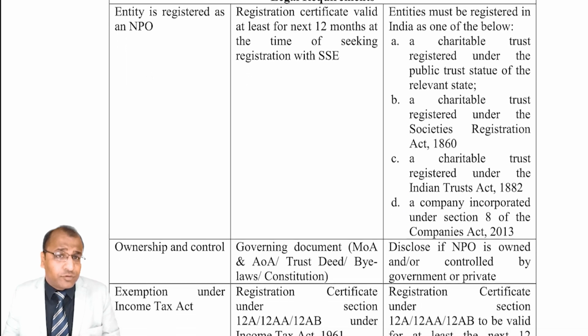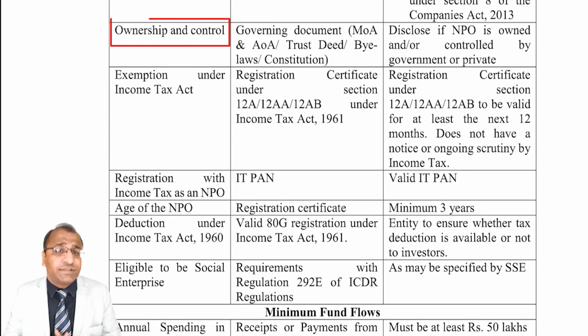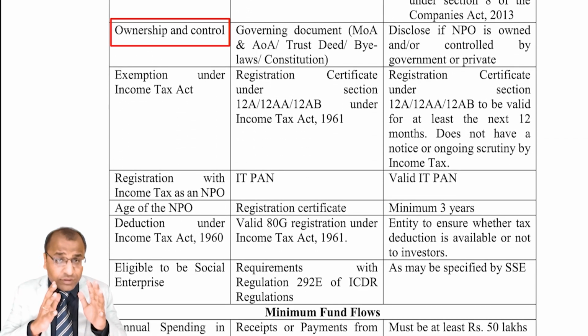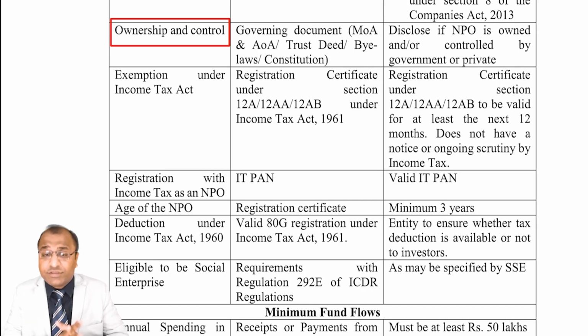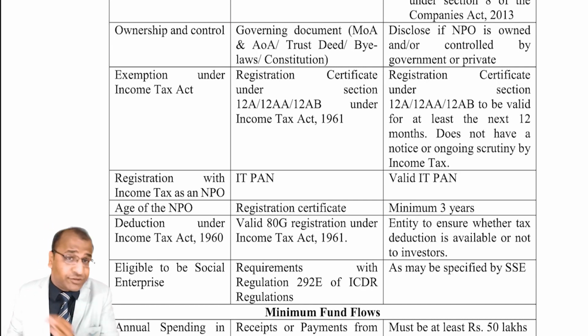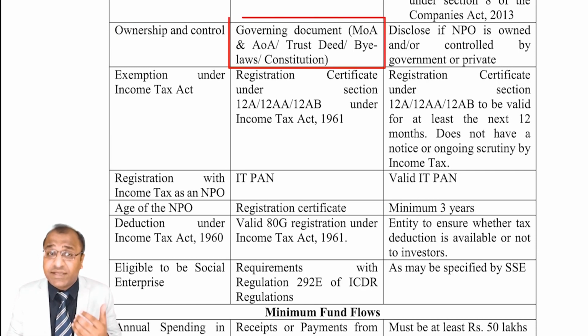So now let's move on to the ownership and the control of such entity. The organization should of course have the ownership documents, that is the legal instrument under which the organization was constituted. It can be the Memorandum of Association and the Articles of Association in case of company, the Memorandum of Association and the bylaws in case of society, and in case of trust, it would be trust deed.